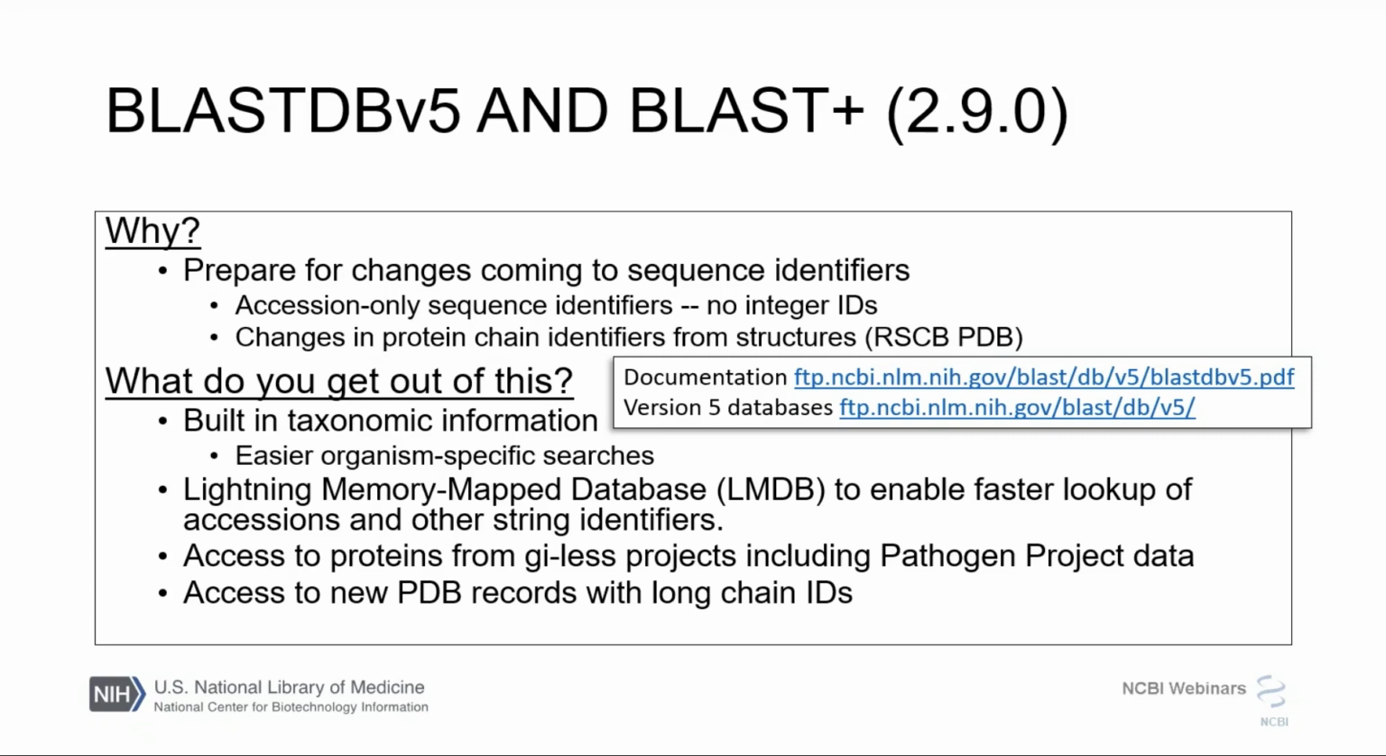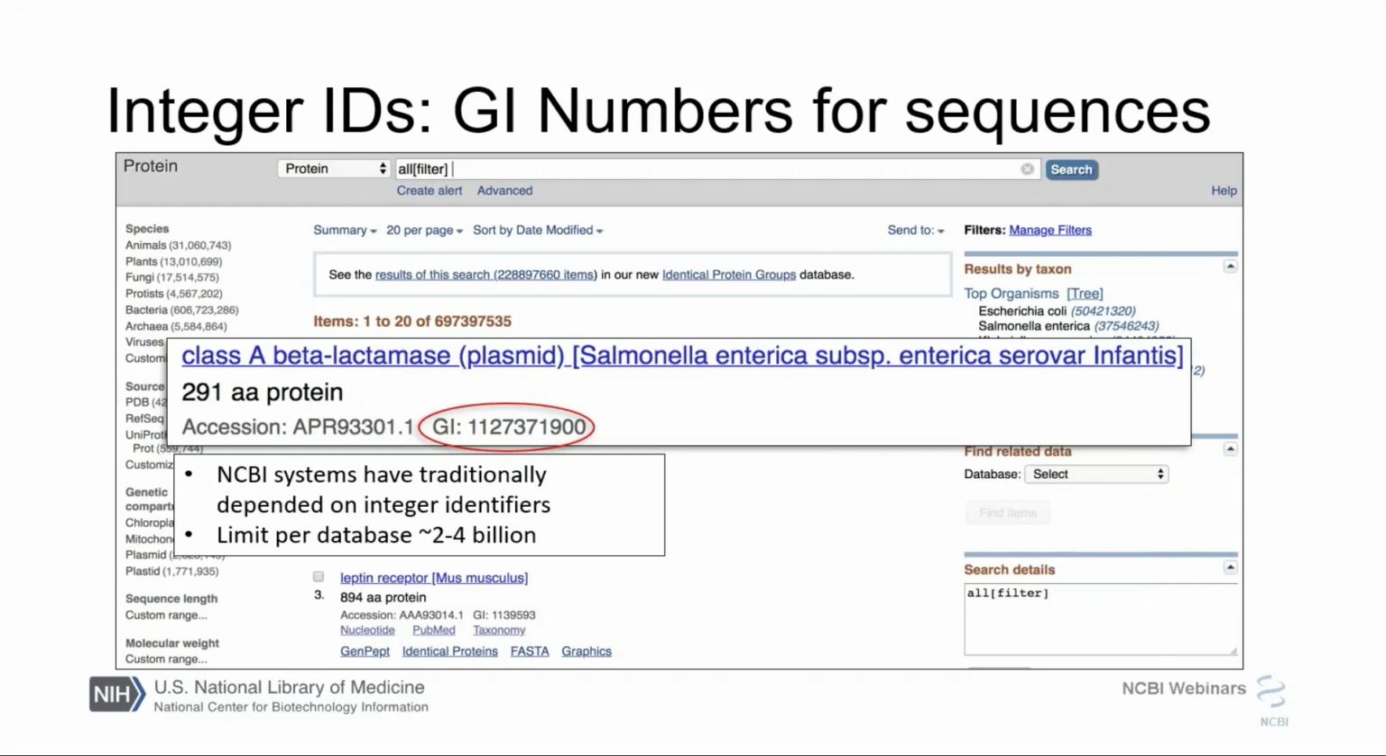The database system that we're using, LMDB, enables faster lookup of accessions and other string identifiers. You will also get access to proteins from GI-less projects. We'll talk more about that in a couple of minutes. We're now producing proteins that do not have GIs, and you can't see those in the old BLAST databases. And also, once we get the new PDB records with the long chain IDs, you'll be able to access those in the BLAST databases.